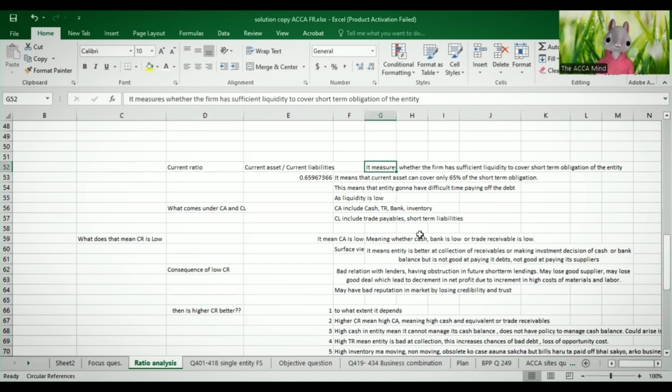Let's assume, for instance, that the current ratio is 0.6596 times. It means that current assets are 65.96 percent of current liabilities, right? Just by seeing the current ratio, we can say that the entity will have a difficult time paying off its debts, as liquidity here is low.